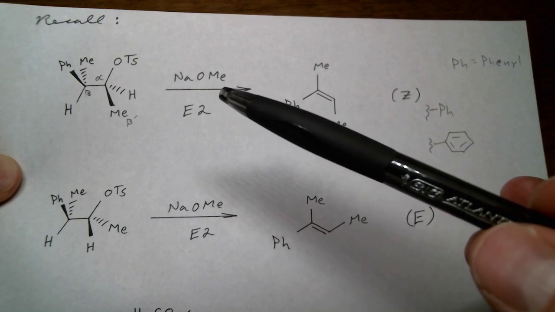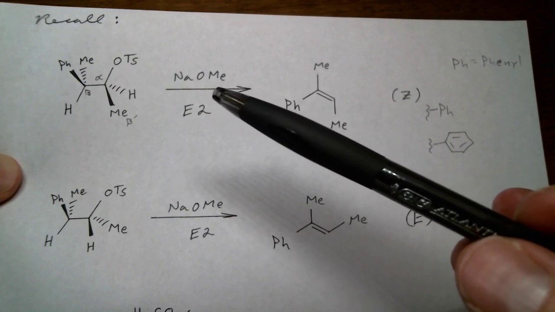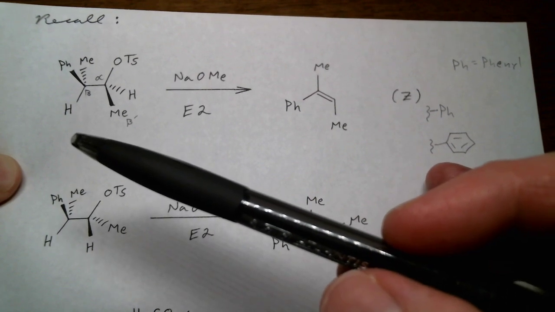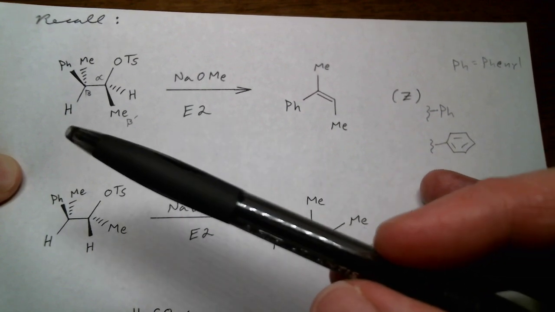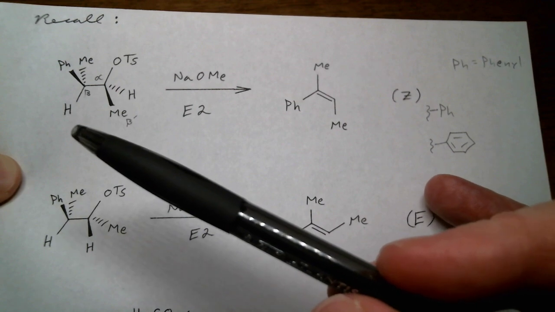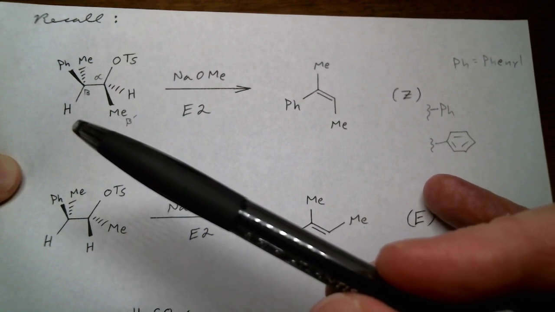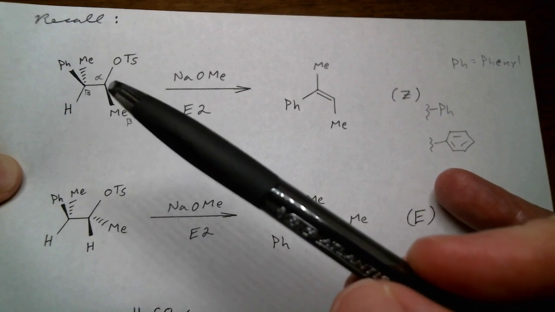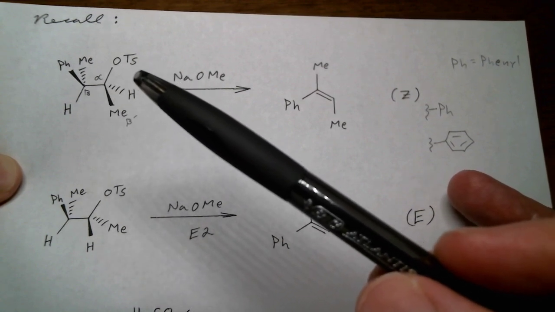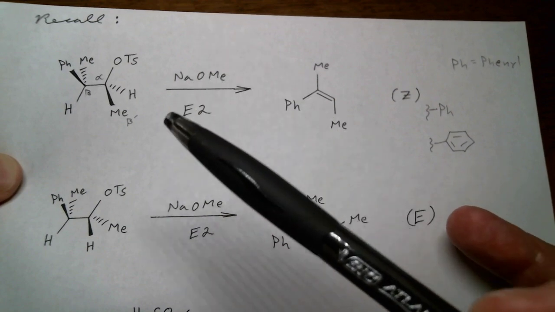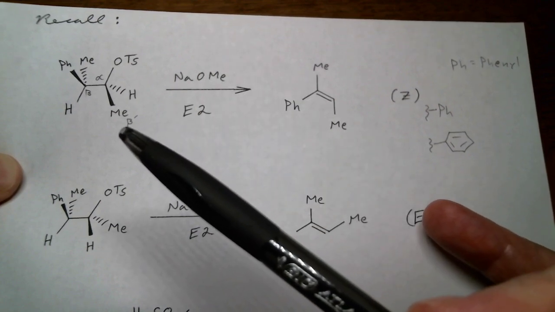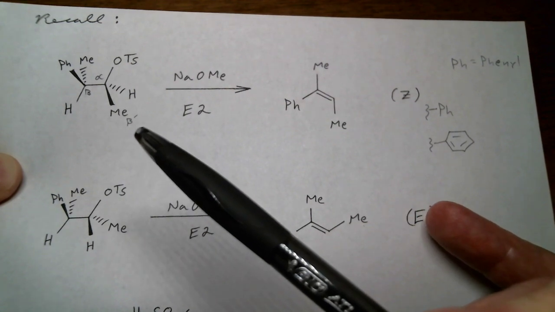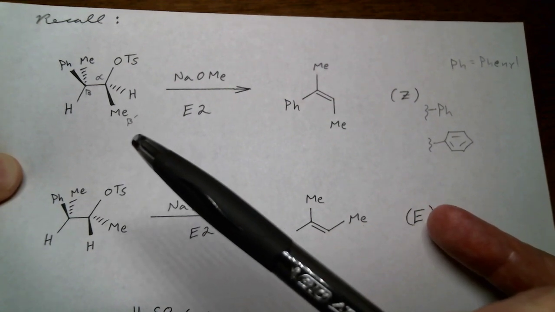Here we've got sodium methoxide, which is a fairly small, strong base. We could, of course, do an E2 reaction where we pluck this hydrogen off of this tertiary carbon. That's a tertiary beta carbon relative to the alpha carbon, which is bonded to our tosylate leaving group. Or we could pluck a proton off of this methyl carbon, which is another beta carbon. I've labeled it beta prime.